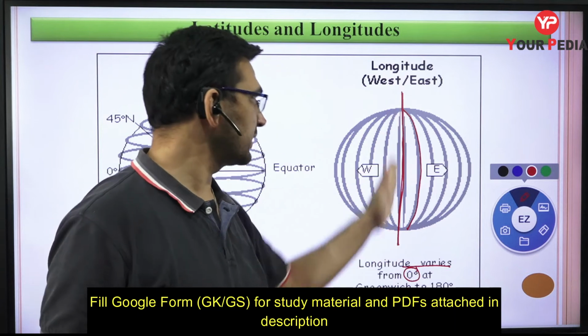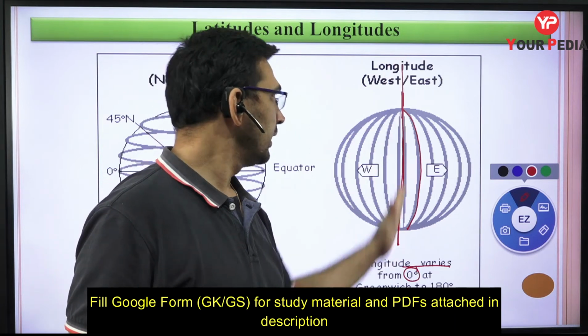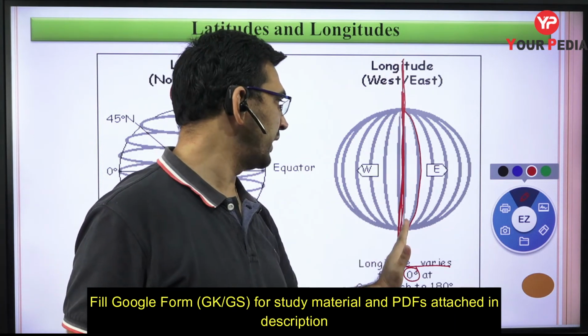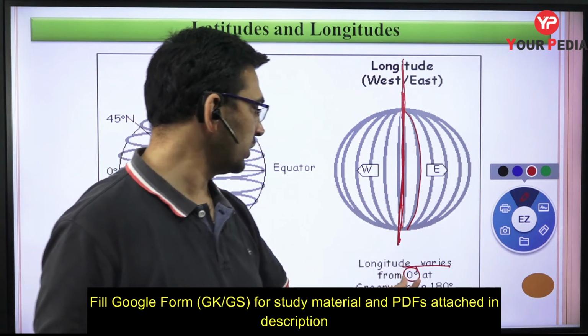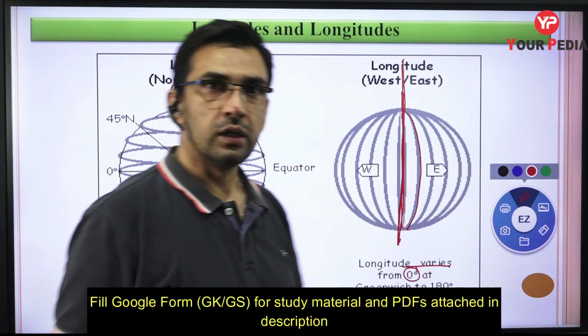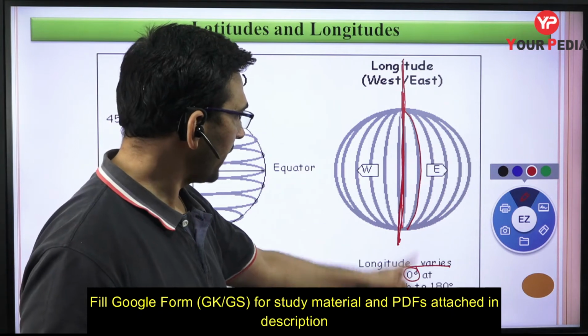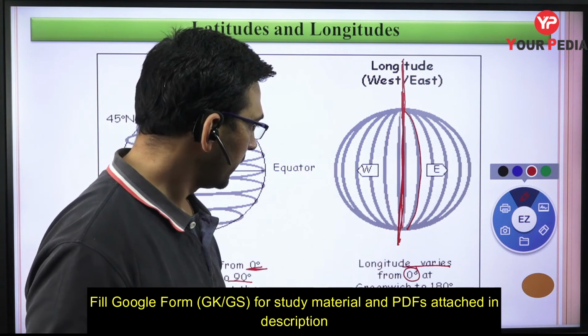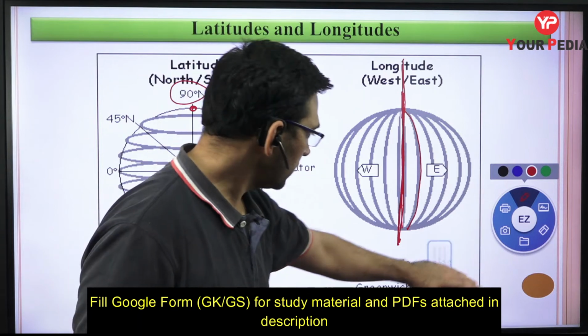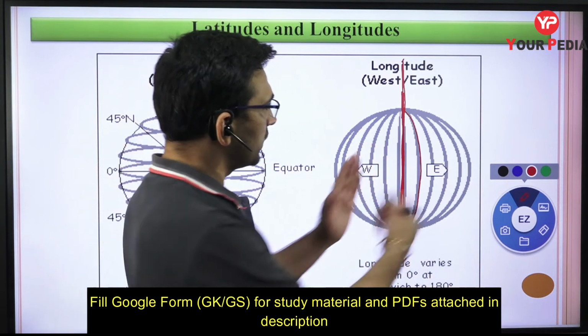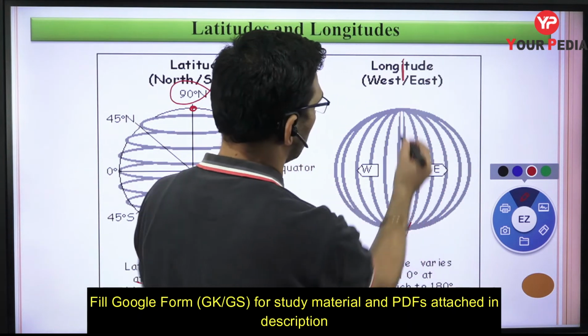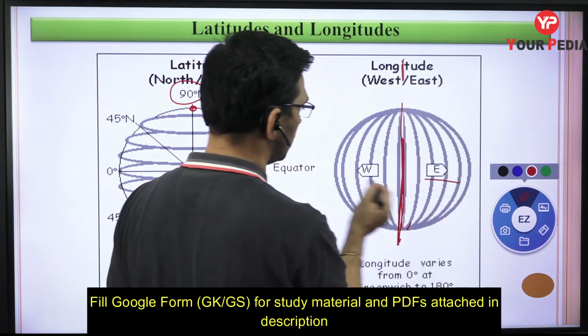Since we have taken this reference, if I ask you at what degree this particular longitude, this prime meridian, is located, you will say it is 0 degree longitude. So the prime meridian is at 0 degree longitude, and as you move towards this side, this is east and this is west.